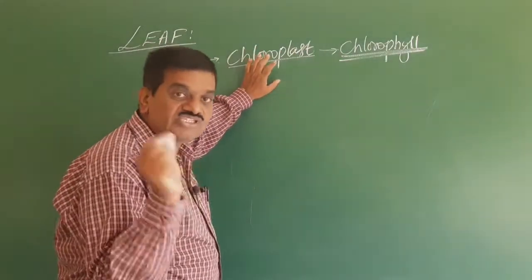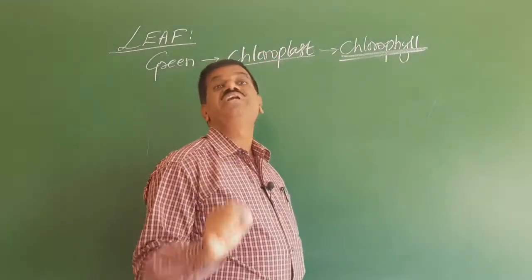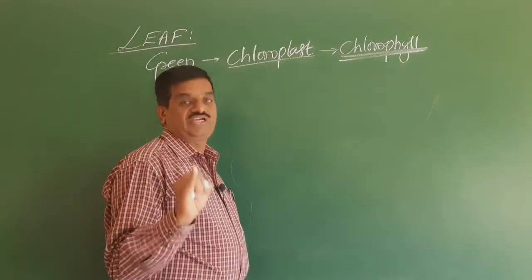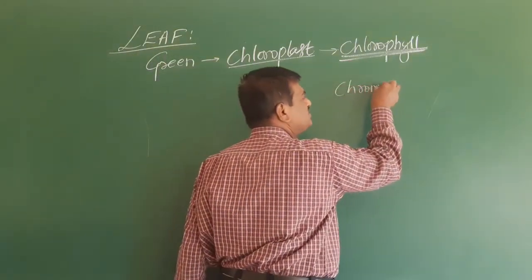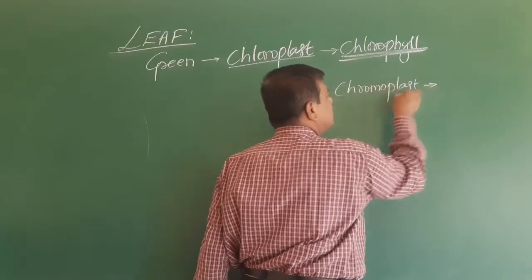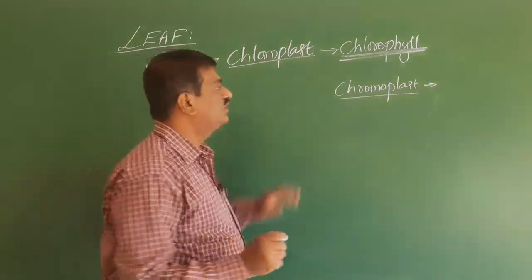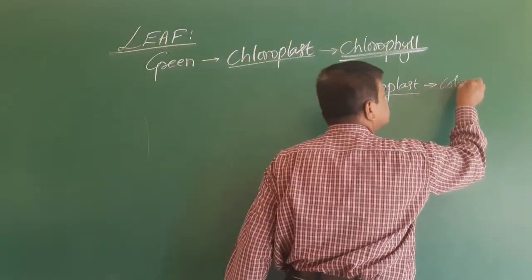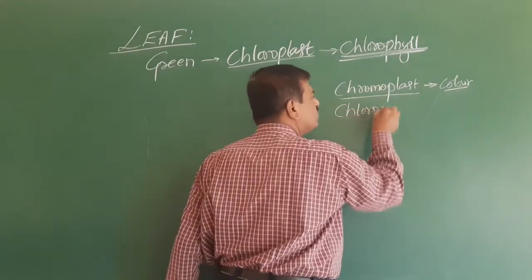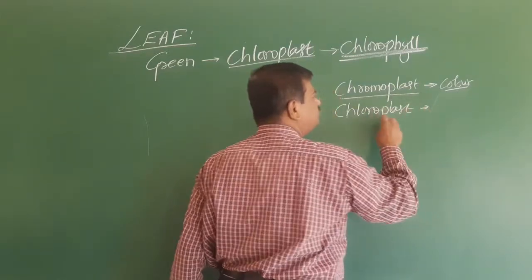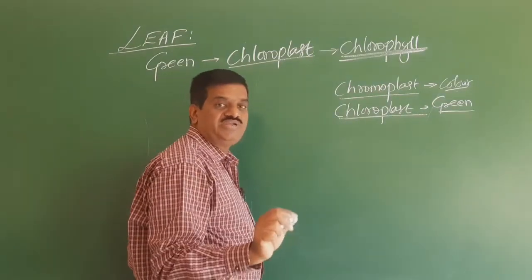So remember, I am giving you some extra information. In a plant, plastids are of three types. One is called chromoplast. The word chromoplast means colored plastids. Usually they are present in the flowers and fruits. Colored pigments or colored structures are called chromoplast. The other one is called chloroplast. The chloroplast is usually green in color, present in the leaves, and helps in photosynthesis.